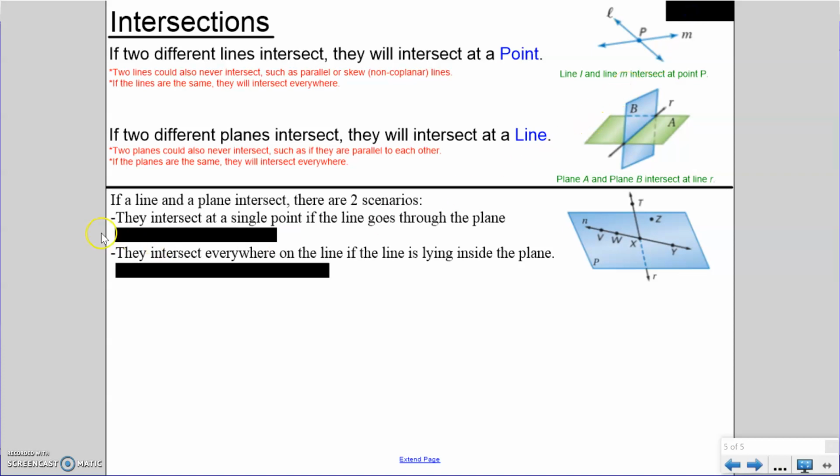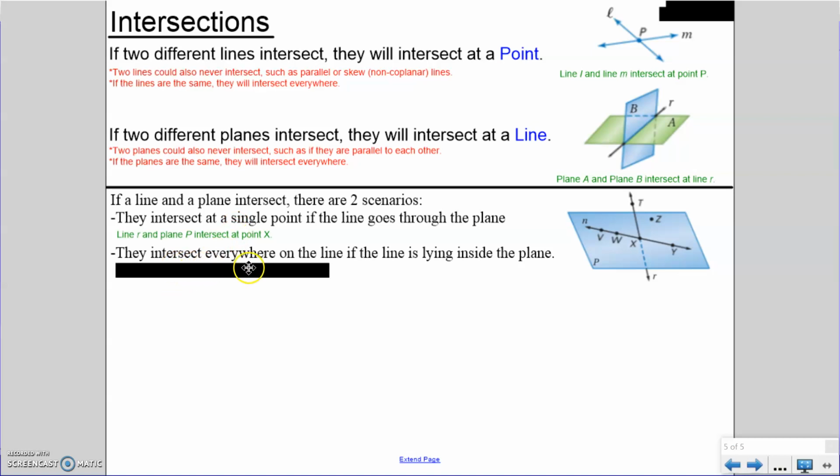Alright, then we have two special cases. If we have a line and a plane intersection, there's two scenarios. They intersect at a single point if the line goes through the plane. For example, in this picture, we have plane P and line R. Well, line R pierces through plane P at this point X. So line R and plane P intersect at point X.